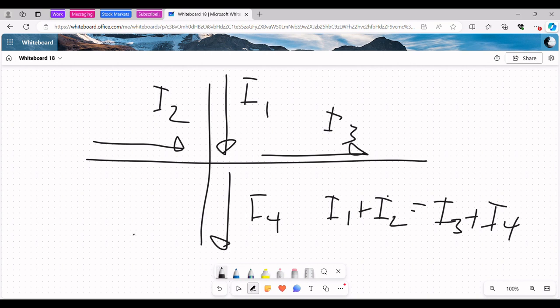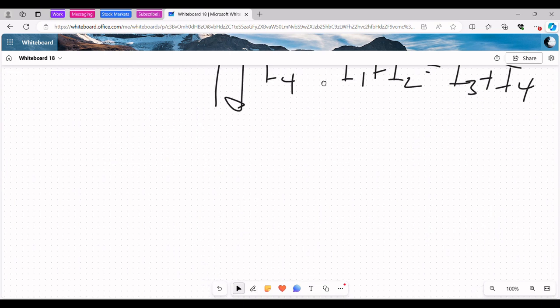This makes sense, because if you've got some amount of water coming down through here, and some amount of water coming down through here, then the same amount of water has to exit. That should be logical. That's the junction rule.